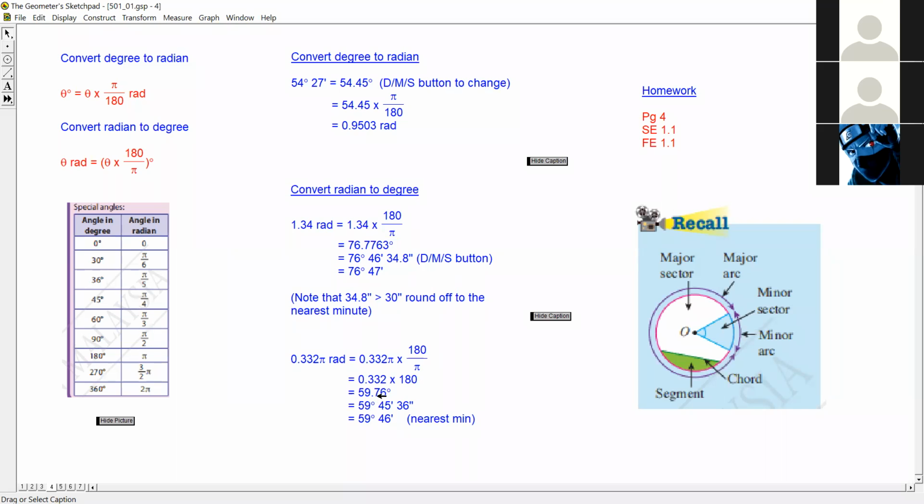So it's actually 59.76. 59.76, if you want to change to minute, you press the DMS button, then you will get 36 seconds. 36 is more than 30, so you carry 1, become 46 seconds.